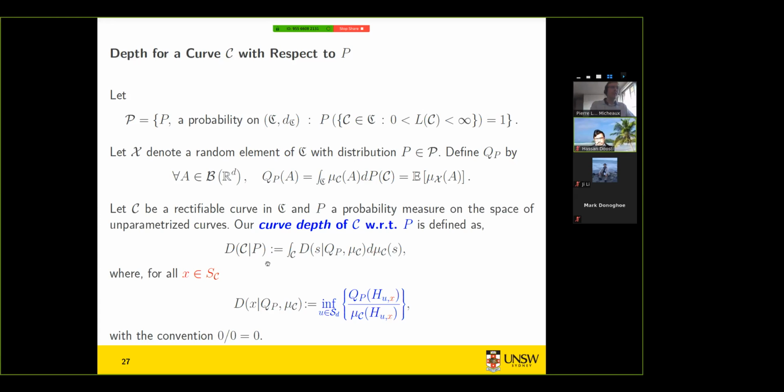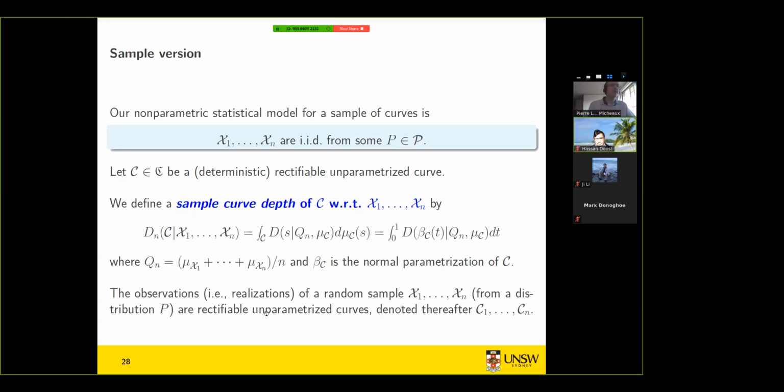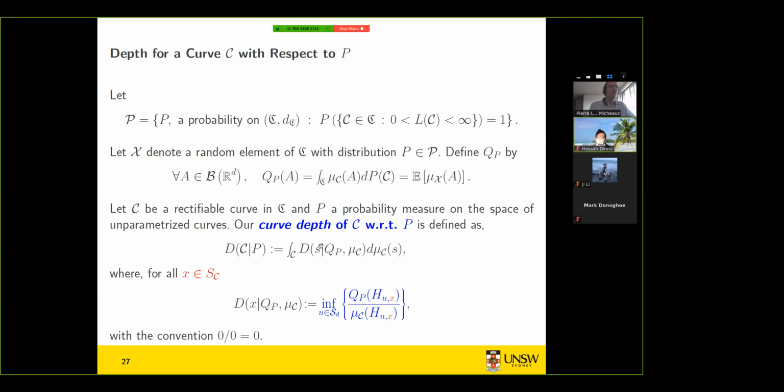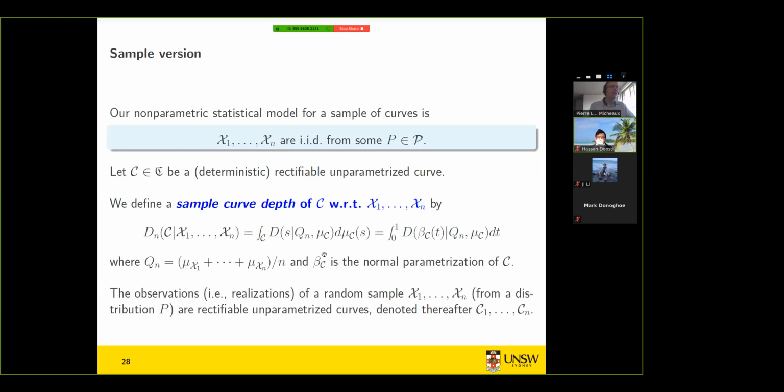There is a sample version of this curve depth, and the sample version is we just replace in this formula the measure QP by the empirical measure QN. So QN is just the empirical counterpart of the QP measure, and we plug this empirical measure in this formula, and we obtain the sample curve depth, sorry, of C with respect to a sample of random curves K1 to Kn, right?